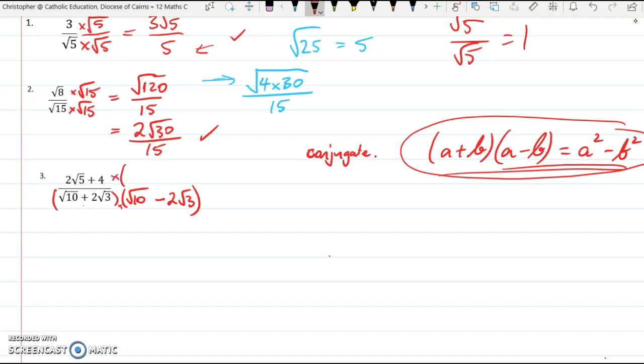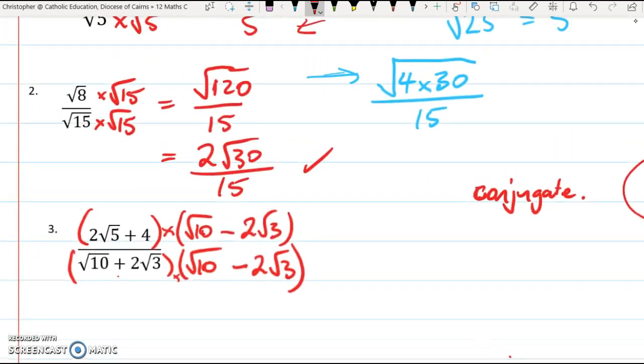So we're also going to times the top by that same thing. And remember brackets, because it's a binomial as well. It's actually an expression there that we're multiplying. Okay, so when we expand now, let's expand the top.